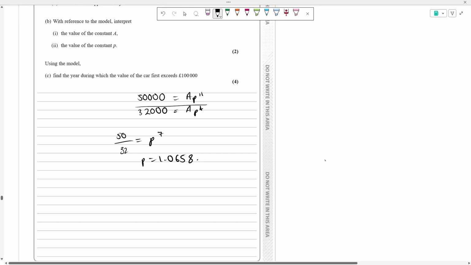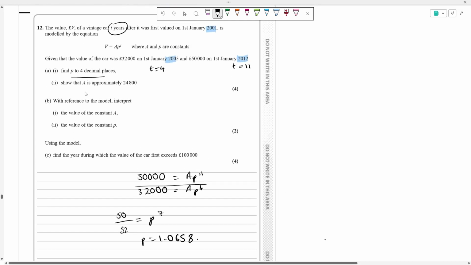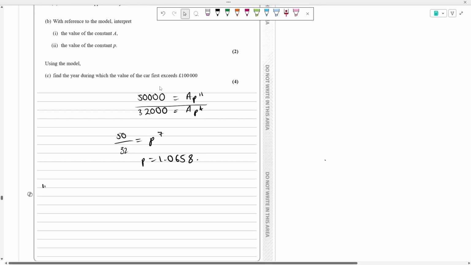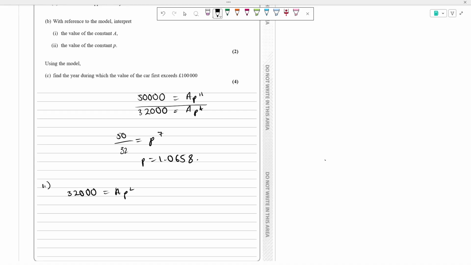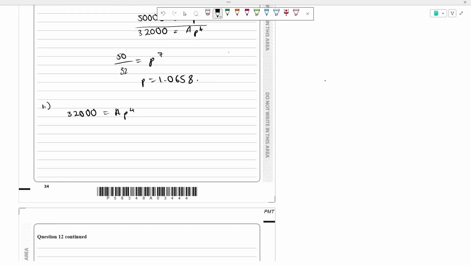1.0658. Cool. Part II, show that A is approximately 24,800. We're just going to substitute it back into one of the equations. I'm going to pick this equation here on the bottom. We know that 32,000 is the same thing as AP to the power of 4. I'm going to divide by P to the power of 4, so 32,000 divided by P to the power of 4 is equal to A.